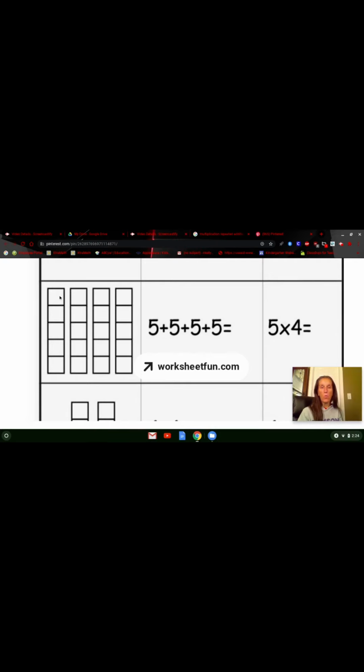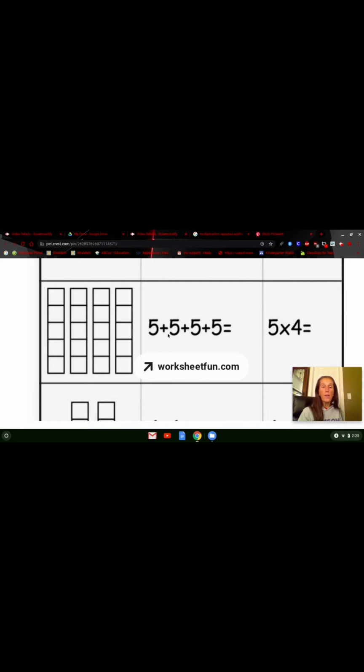This time we have 1, 2, 3, 4 columns, but usually columns are vertical like this. Rows are going across, they're horizontal. So we have 4 columns and there are 5 things in each one of these columns. 1, 2, 3, 4, 5, and then 5 in the other 3 that are remaining.